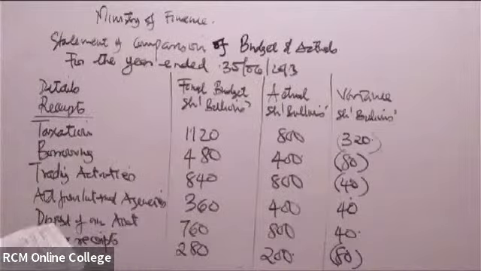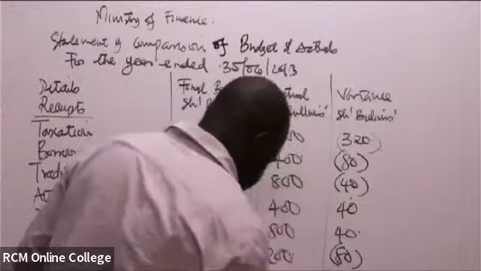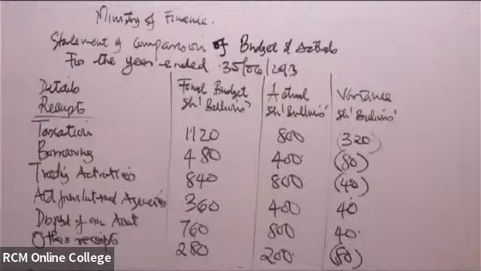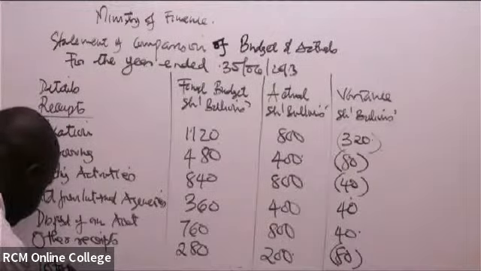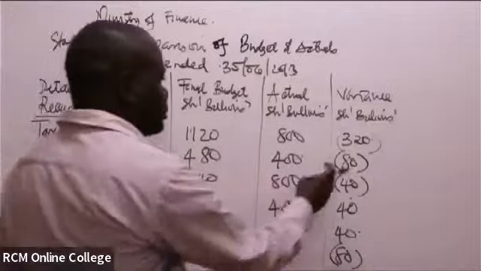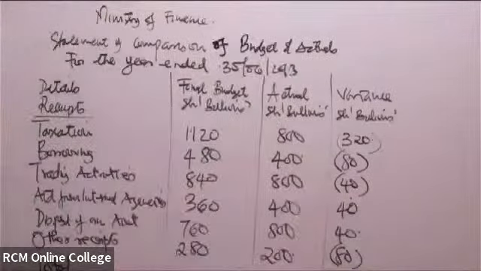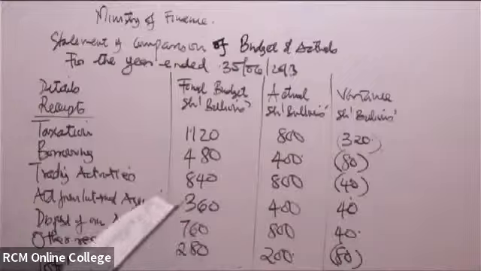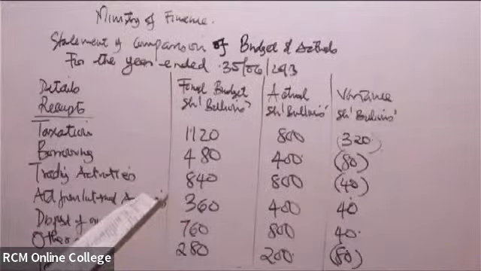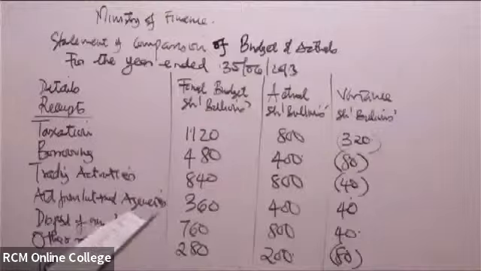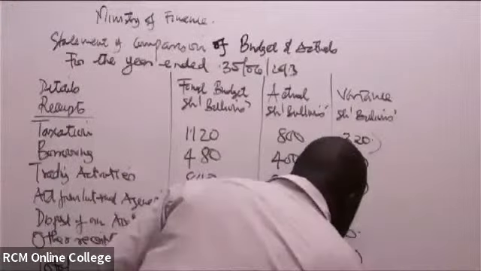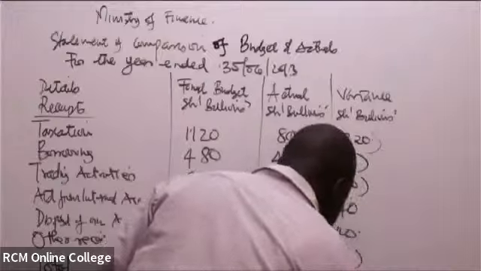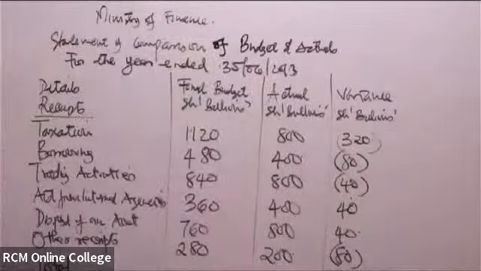And therefore, with regard to the total of the receipts, if you total the variances, what do you get? 320 minus 80 minus 40 plus 40 plus 40 minus 80. In terms of receipts, we have a variance of how much? Total, negative 440. So in terms of receipts, it won't be favorable to them. It will be adverse.